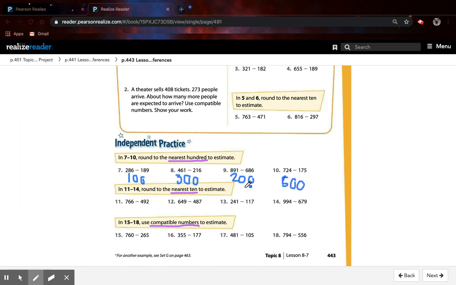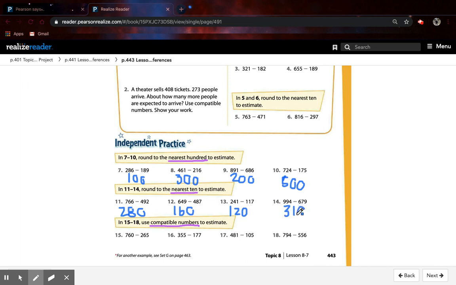For number 11, my answer is 280. For number 12, the answer is 160. For 13, the answer is 120. And for 14, the answer is 310.